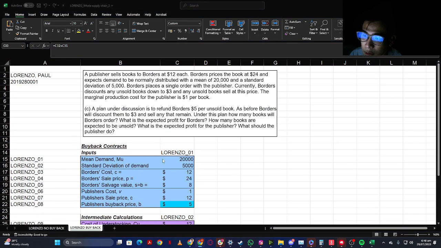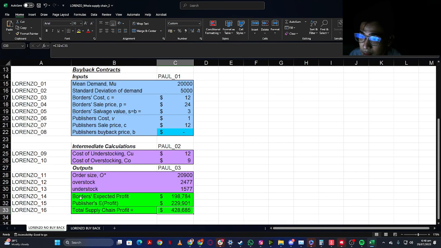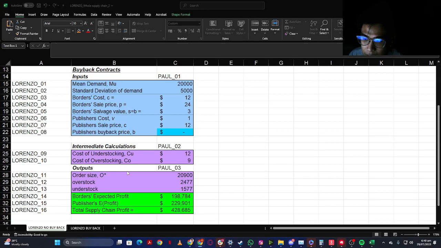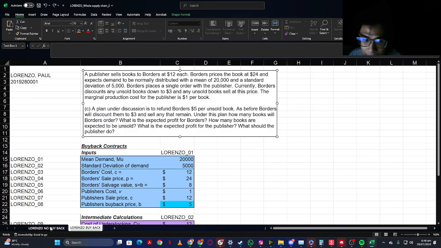So the final answers to the questions. Let's go on the top here and answer their questions. All right, first things first. How many books should the bookstore order? They should order, number 1 here, of course. Let me just copy and paste that. So this will be my computation for both the no buyback and buyback contracts.